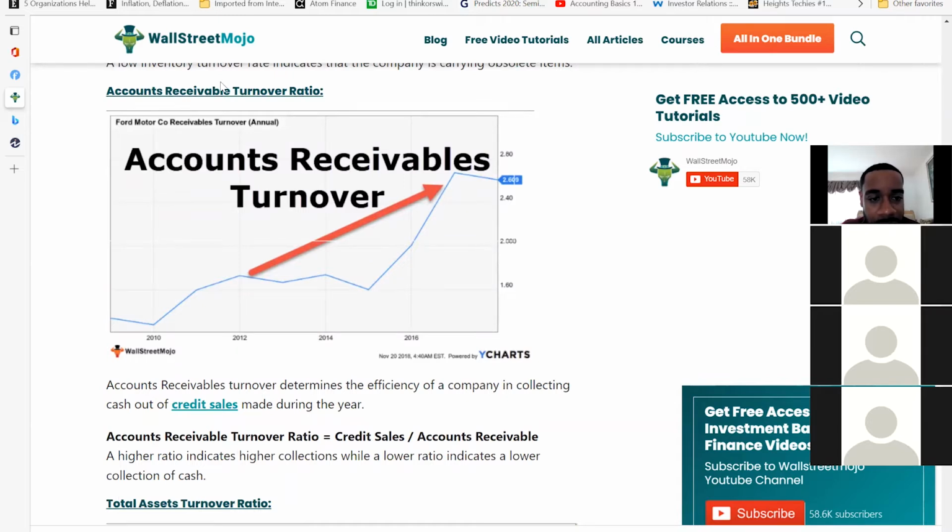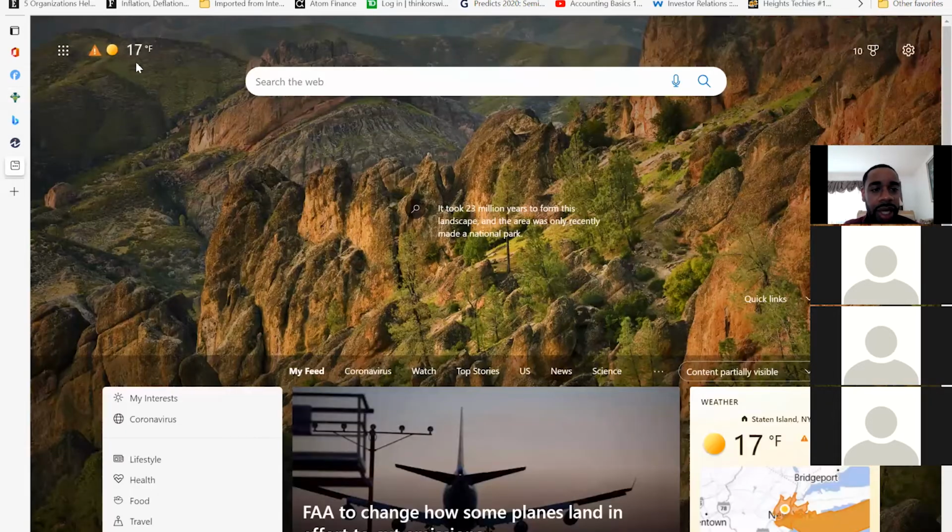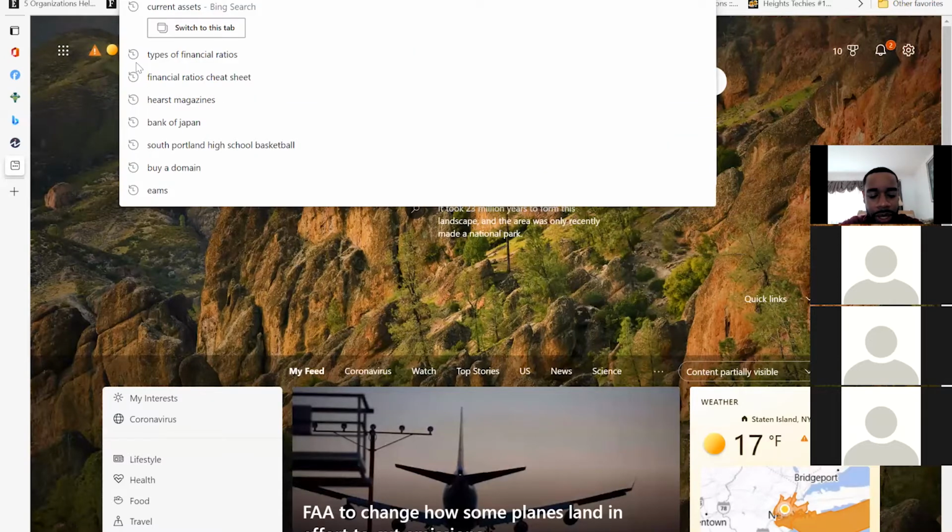Now you have the accounts receivable turnover ratio. We have a question in here. Yes, that's a good question. Is there a place to check out industry averages? There is. I don't know the website off the top of my head, but we're going to look it up.